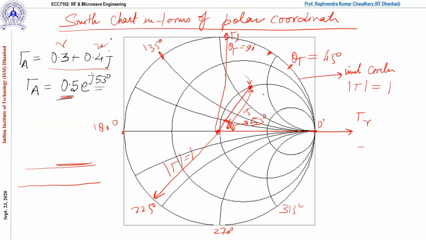So what you need to do, you need to find it out. Let's say we identified a circle, the r circle, this is, let's say, the 0.3 circle, okay? In a similar way, you need to find out the 0.4 circle, which is the x circle, and let's say this is going like this. So the intersection will provide you the solution, okay?